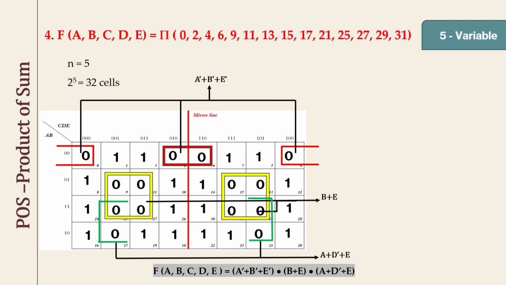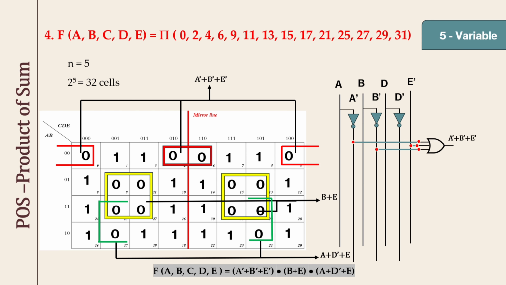So, the final simplified expression for the respective question will be f of a, b, c, d, e equal to a bar plus b bar plus e bar dot b plus e dot a plus d bar plus e. Now let's move with the logical implementation. In the simplified expression, we have 3 sum terms. So we need 3 OR gates.